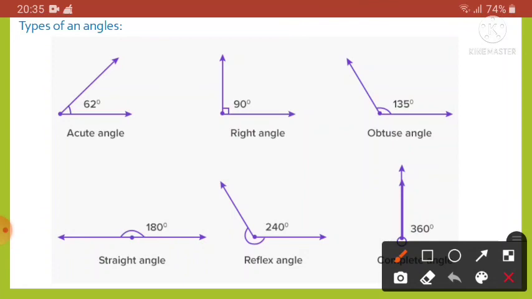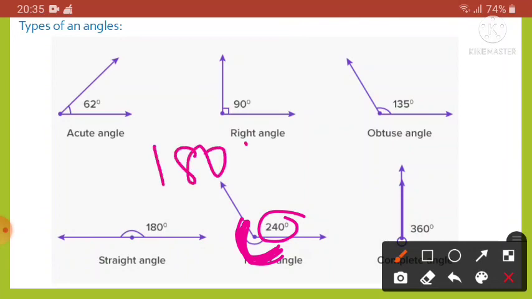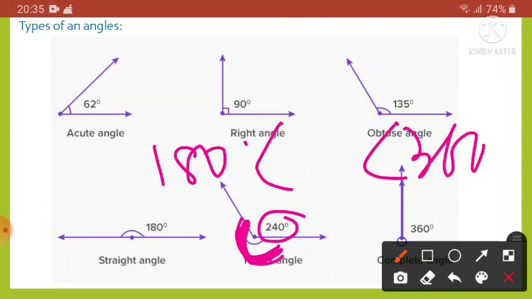Next one is the reflex angle. An angle more than 180 degrees but less than 360 degrees is called a reflex angle. Here this angle is known as a reflex angle since it is more than 180 and less than 360. The angle is 240. So 240 is less than 360 but more than 180, so it is a reflex angle.